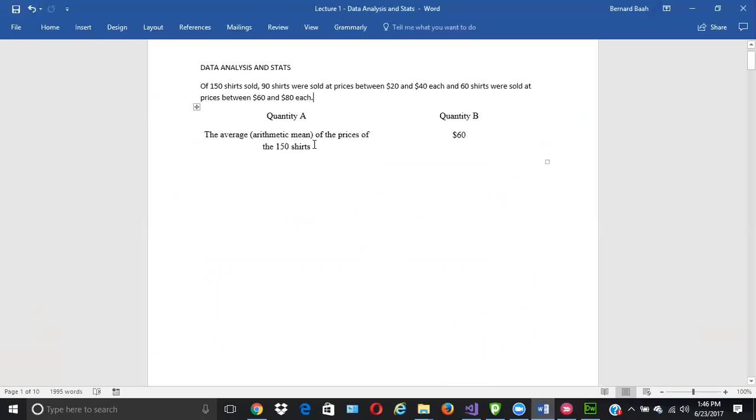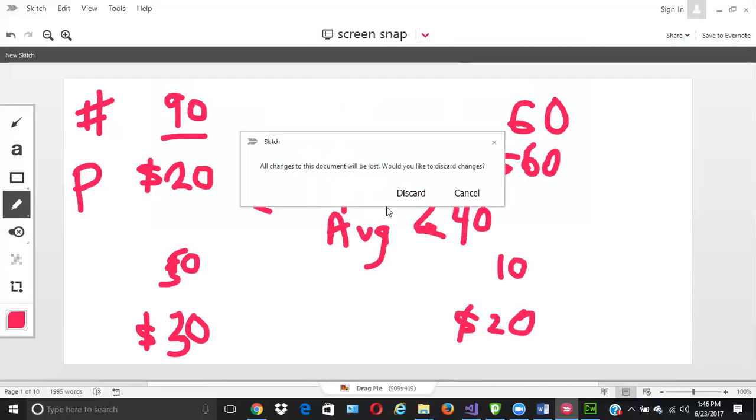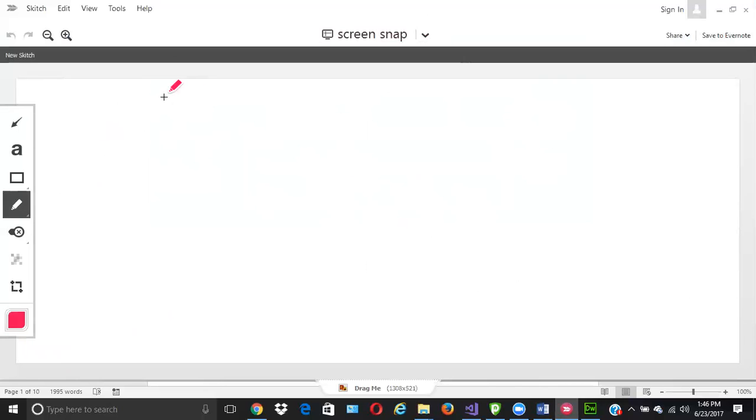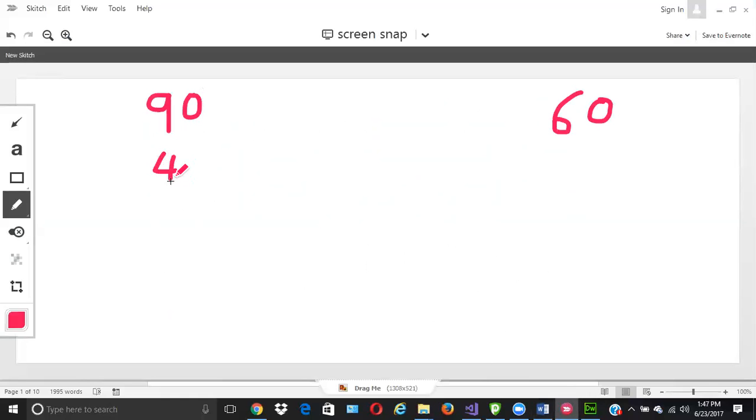Okay, so now we should ask ourselves, what about the best case scenario, where we're selling the shirts at the best possible price, or highest possible price, $40 each. So in that second case, let me rewrite the information. Again, we have 90 shirts and 60 shirts, so let me put those two down. And then the best case prices will be $40 and $80, so let me put that down as well: 40 here and 80 here.